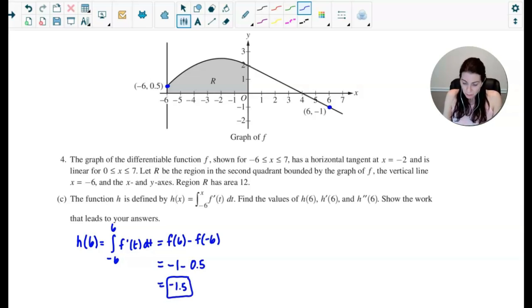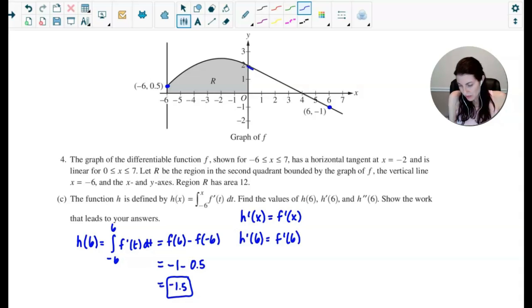Now for h prime of 6, well, that involves finding the derivative of the given function. So I would have to write that h prime of x is equal to f prime of x using one of the parts of the fundamental theorem of calculus. So I can see that h prime of 6 is equal to f prime of 6, which means I am looking at the slope of the line that goes through 6, or the slope of this line segment here.